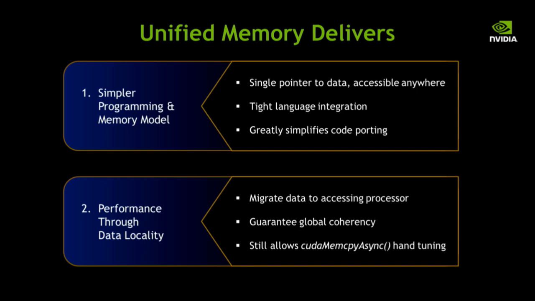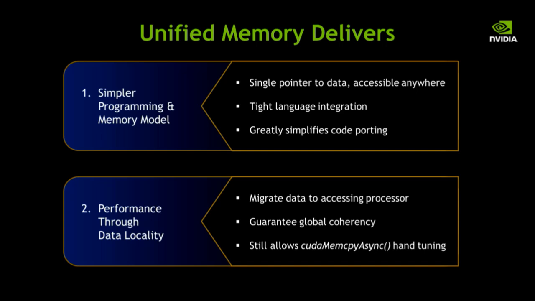So unified memory delivers in 2 main areas. The first is a simpler programming and memory model. You get a single pointer to your data that you can access from either processor, CPU or GPU, and even from multiple GPUs in your system. And that gives you tighter language integration, so it becomes much simpler to share data between the CPU and GPU, but also, as I'll show you later, it's much simpler to share complex data structures between the CPU and GPU because it eliminates the deep copy problem that you have today.